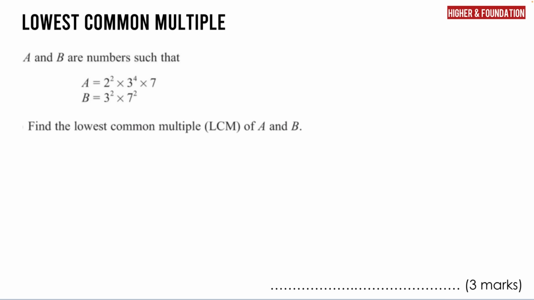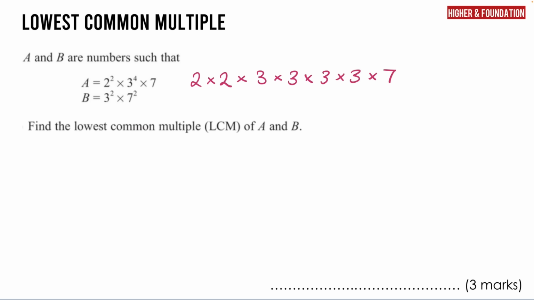Okay, so for the lowest common multiple, you can either write these numbers as ordinary numbers, or you can find the lowest common multiple from prime factor form. So what we can do is we can write out this list in long form. So A is 2 times 2. There's quite a few 3's here. We've got 4 3's and a 7 at the end.